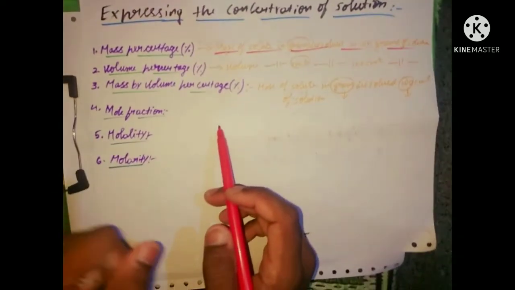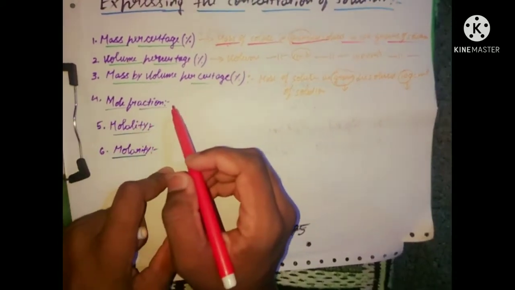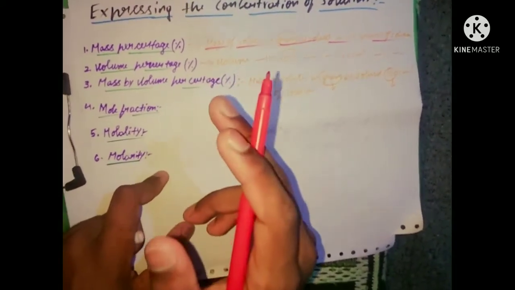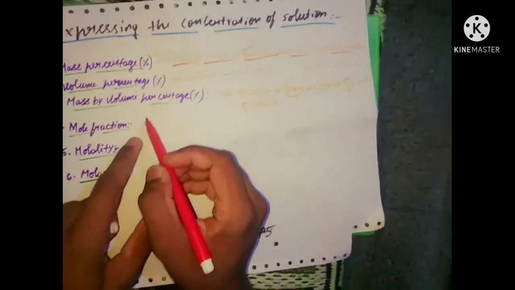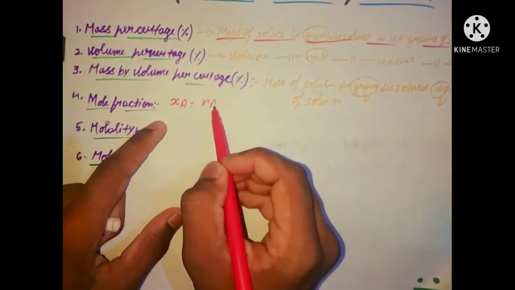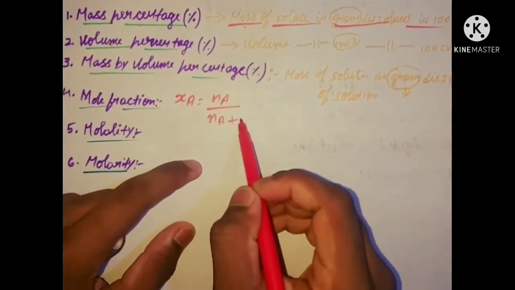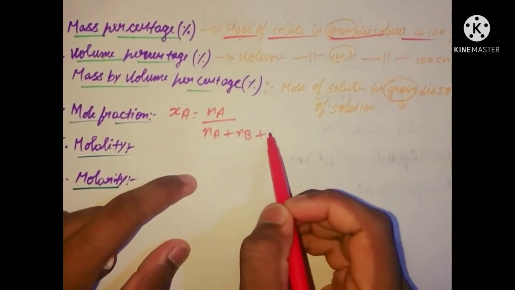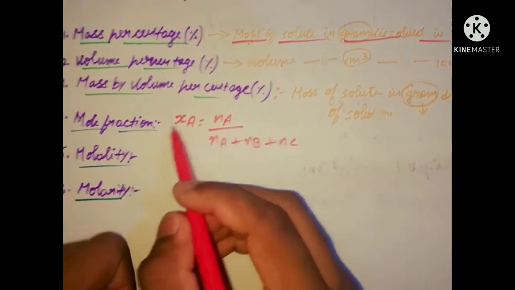Next, I am going to teach what is meant by mole fraction. Mole fraction is nothing but the number of moles of one component to the total number of moles of all the components in a solution. See, number of moles of one component to the total number of moles of all the components in a solution is nothing but mole fraction.